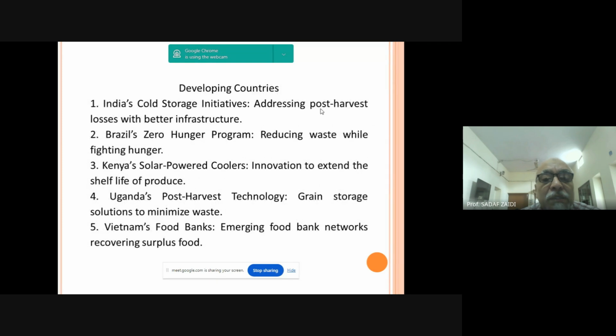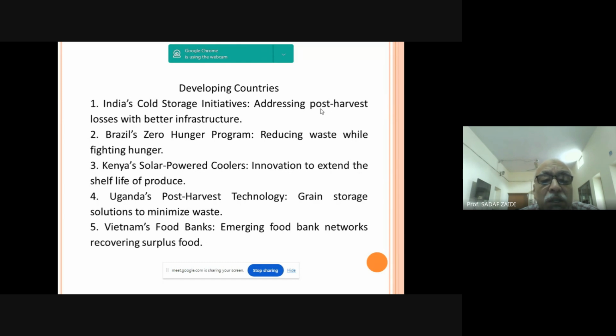Then in developing countries also, in India, you've got the cold storage initiatives, because in India, you see, we are having more than 40% losses of the food. So especially in the post-harvest losses. So we are addressing more towards the better infrastructure, and in that we are trying to establish more cold storage facilities. Then in Brazil, they've got the Zero Hunger program, reducing waste while fighting hunger.